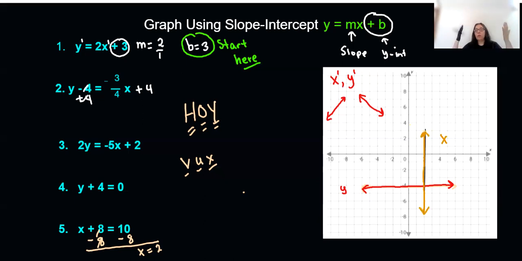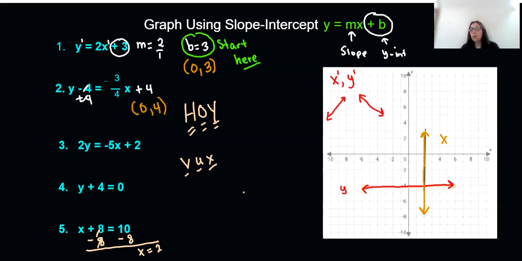Also start to think, if the slope is negative, my graph has to go down. If the slope is positive, my graph has to go up. Where is it going to cross the y-axis? It crosses the y-axis at the y-intercept, B. And remember, you can write B as an ordered pair. So take a look up here where B is 3, that means x is 0. Here, B is 4, that means x is 0. So for the y-intercept, x is 0.